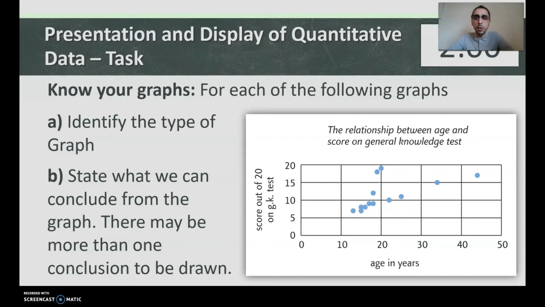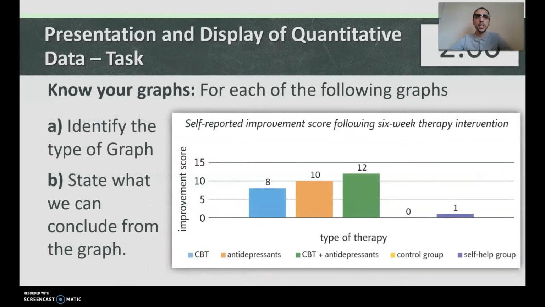Okay. We can see age in years. As age in years goes up, the score out of 20 on a GK test, or general knowledge test, shows to have potentially gone up, but there's a positive correlation. The relationship between age and score on general knowledge test. As you get older, the higher general knowledge is, I reckon, is what I would say.